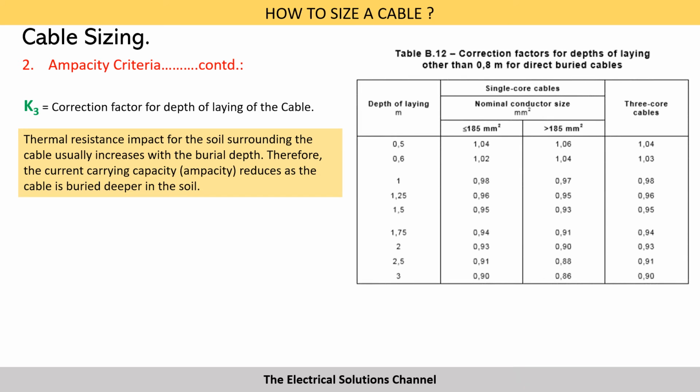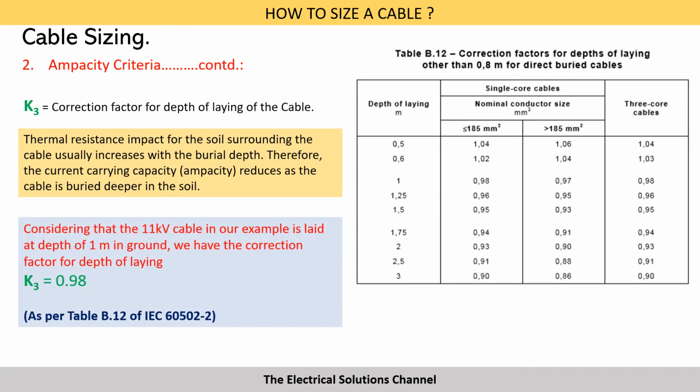Considering that the 11 kV cable in our example is laid at the depth of 1 meter in the ground, we have the correction factor for depth of laying as 0.98 as per table B.12 of IEC 60502-2.